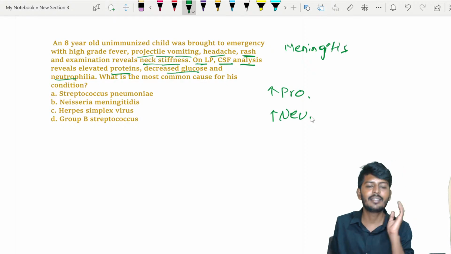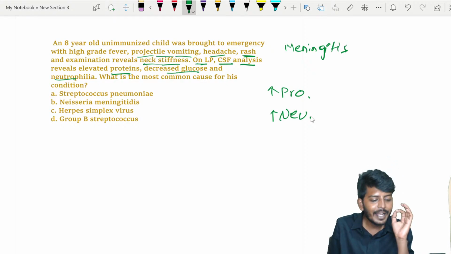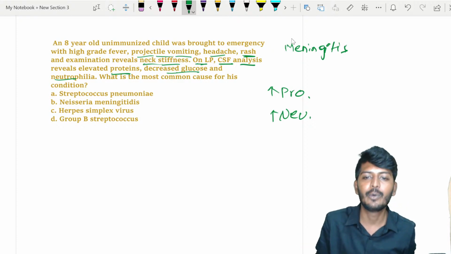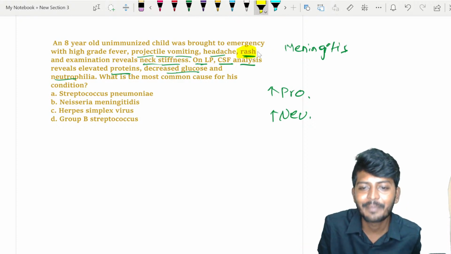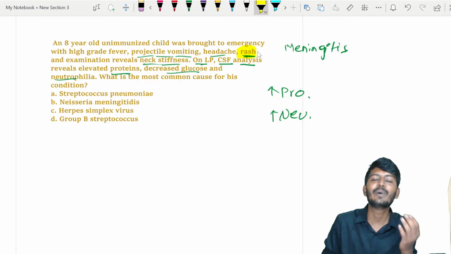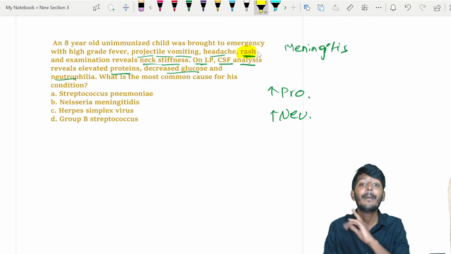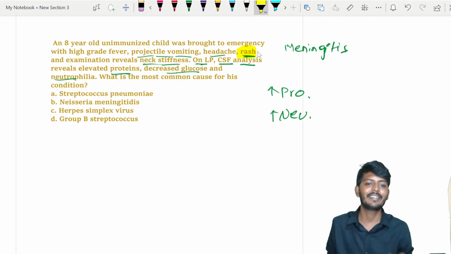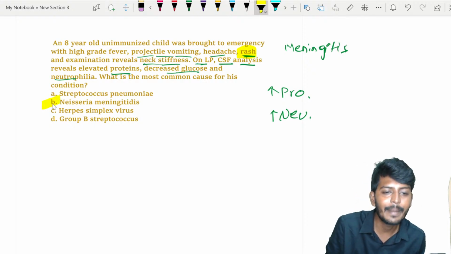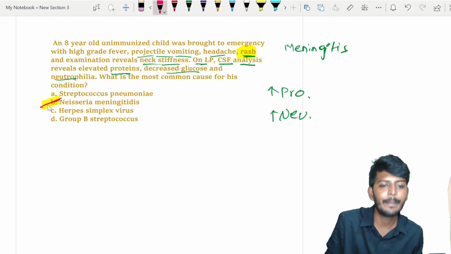Okay, now the answer is what? Here I have set a trap to confuse you. It is given here that a rash is there. Streptococcus pneumonia, even if it causes pneumonia, I agree with you, but a rash will not be there. With rash associated will be Neisseria meningitidis. The answer is Neisseria meningitidis.